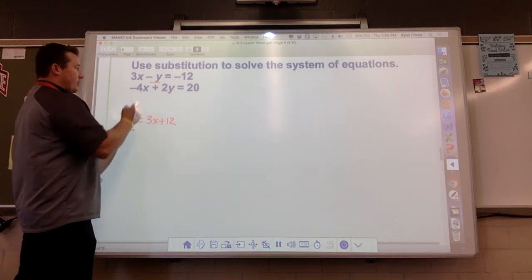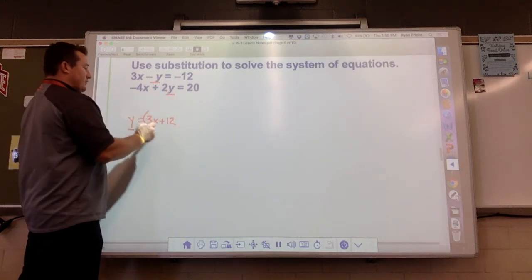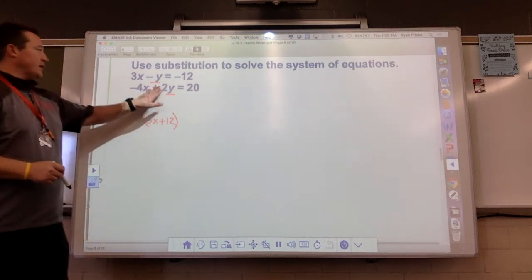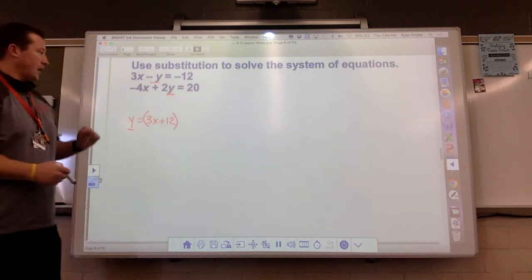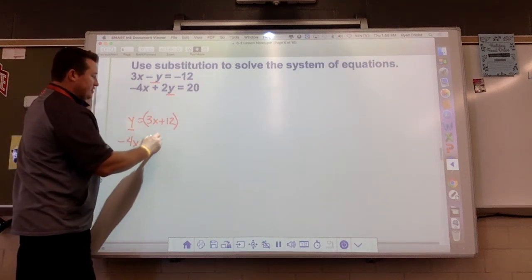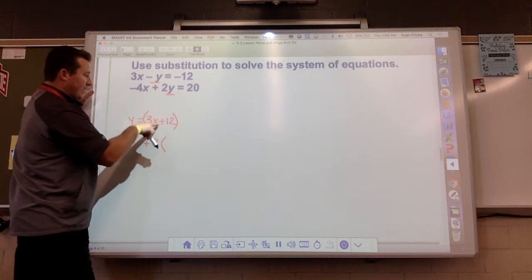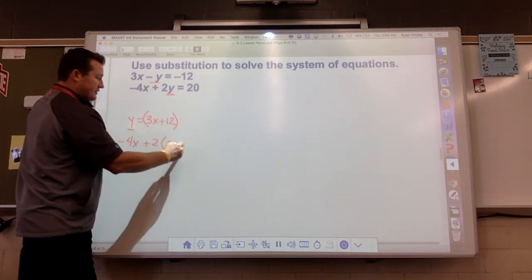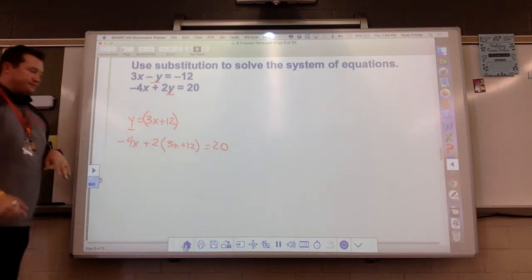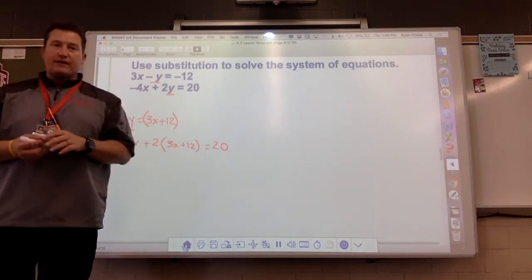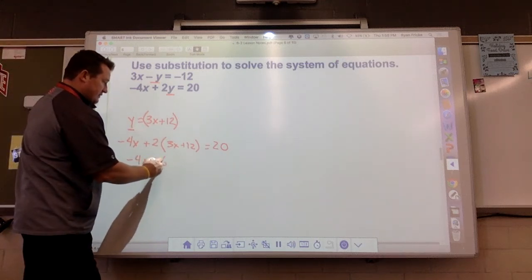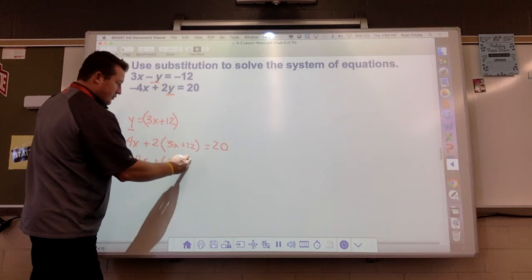All right, so now I know what y is. I'm going to replace y right here with this expression. Everybody else stays identical. So this is going to look like -4x plus 2 times this quantity for y that we're substituting in, 3x plus 12, and that will all equal 20. Okay? Keep solving that equation for x. Plus 6x plus 24.